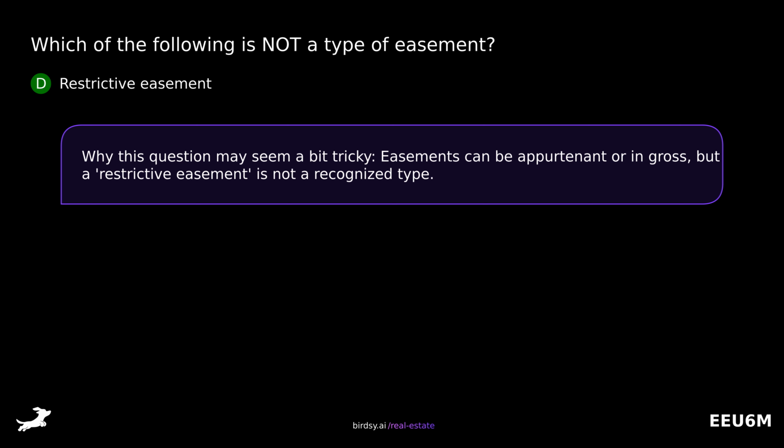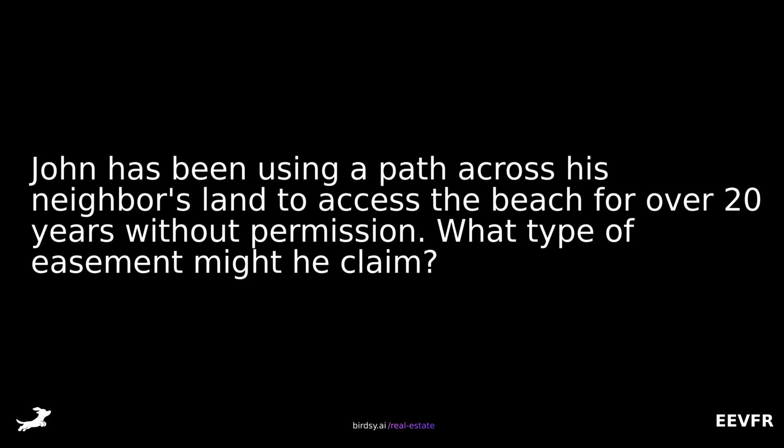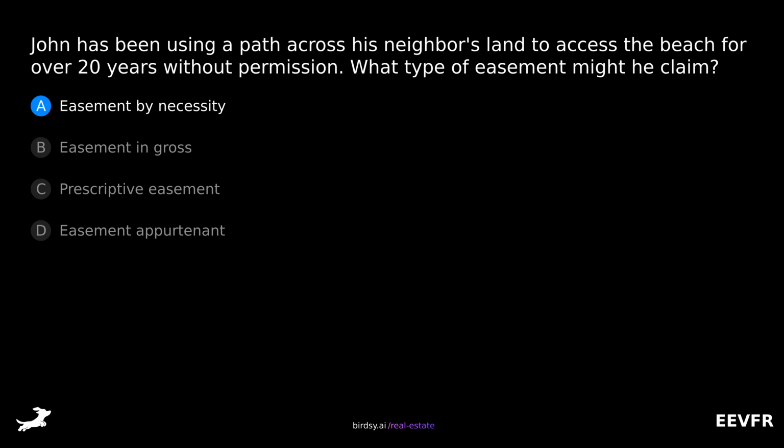Why this question may seem a bit tricky: easements can be appurtenant or in gross, but a restrictive easement is not a recognized type. John has been using a path across his neighbor's land to access the beach for over 20 years without permission. What type of easement might he claim? Is it A, easement by necessity, B, easement in gross, C, prescriptive easement, or D, easement appurtenant? The answer is C, prescriptive easement.